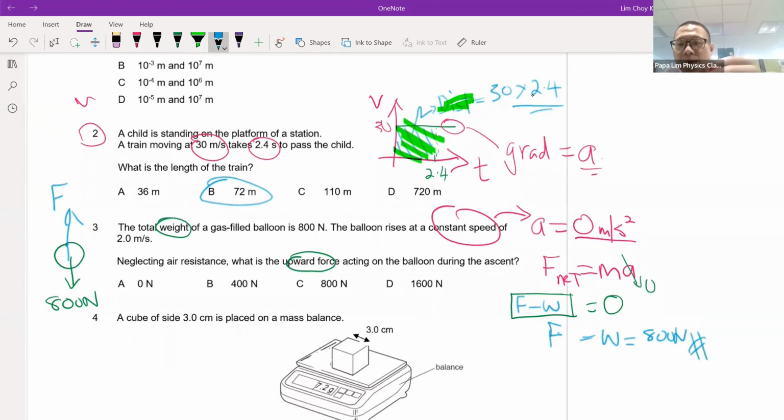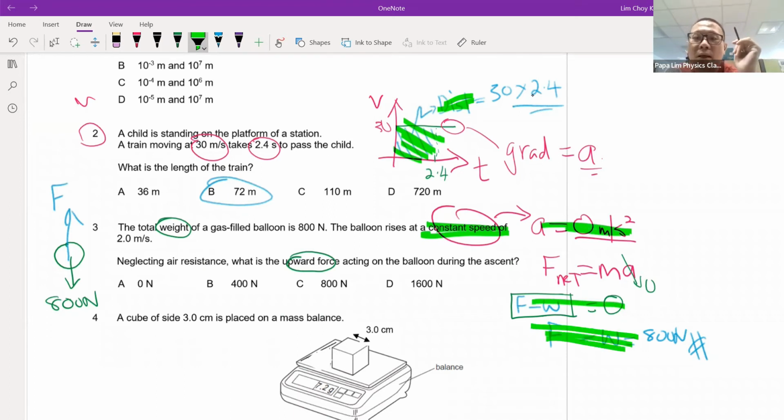So the mathematical approach that we use when we solve Newton's law starts from the most common clue given in the question, which is constant speed. Constant speed leads us to zero acceleration. Then if we use Newton's law, F net equals ma, it helps us derive that the upward force is equal to the weight itself, whereby the two forces are balanced, of the same magnitude but opposite in direction. Then you will have the answer, which is 800 Newton.